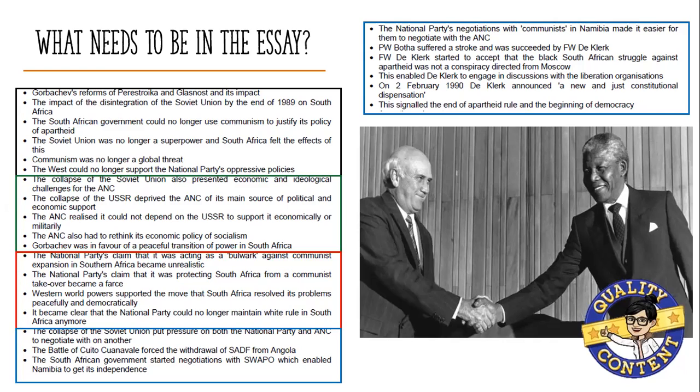So quite similar to the previous essay, you can also end this essay off by saying that South Africa had its first democratic elections in 1994, and Nelson Mandela became president after the ANC and the SACP were unbanned, directly as a result of the collapse of communism, because communism was not the threat anymore.